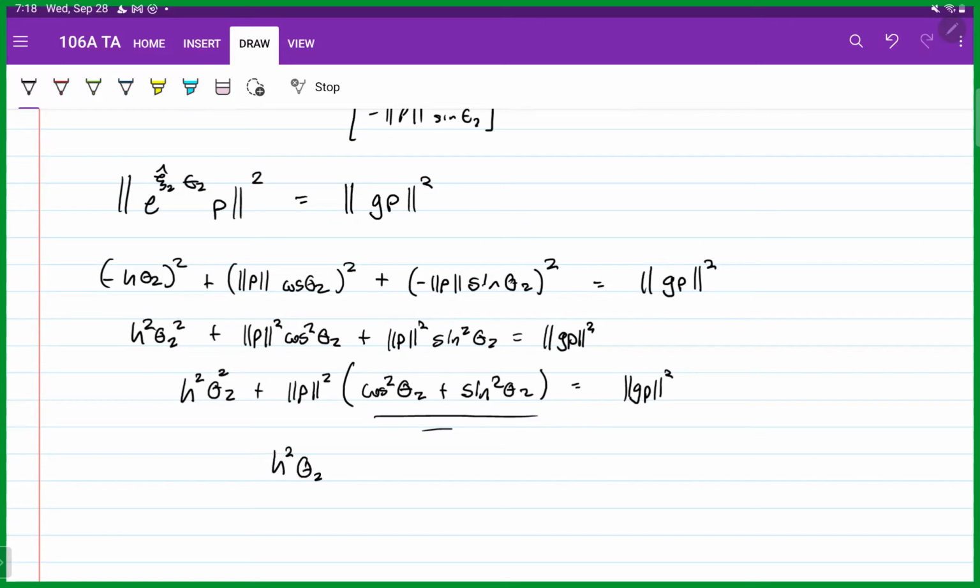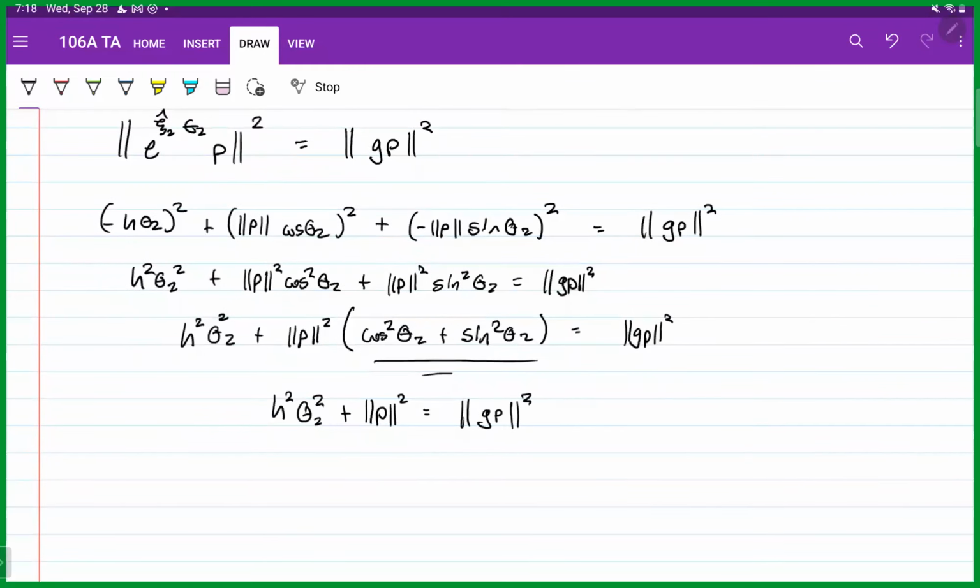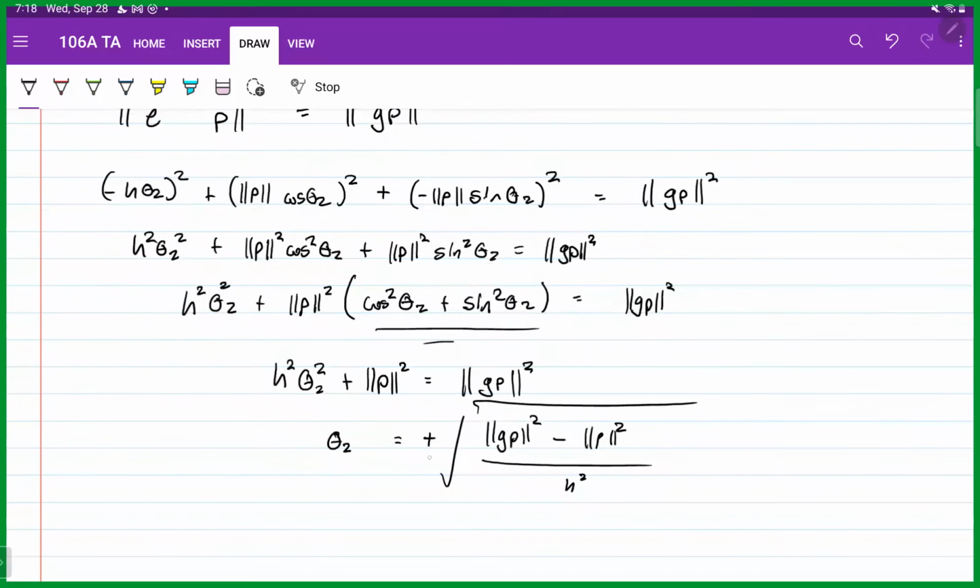h squared theta 2 squared plus the magnitude of p squared is equal to the magnitude of g times p squared. All right, so I'm going to bring this p squared over to this side, and then we're going to go ahead and solve for our final value for theta 2. Okay, so we're going to end up with theta 2 equals, I'm going to write the square root afterwards, norm gp squared minus norm of p squared over h squared, square root, and plus minus that. So then that should be our final value for theta 2, I think. And yeah, that about does it for that problem.